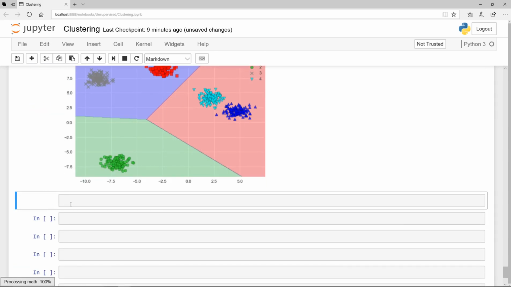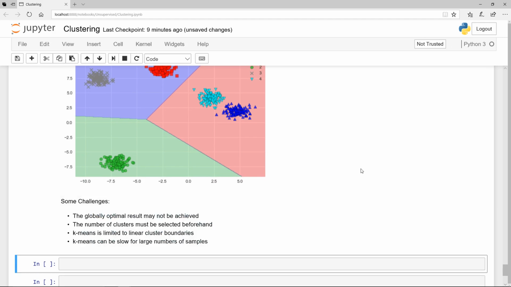Okay, so the next thing now is to discuss a little bit about some challenges that you might find with the k-means clustering method. One is that you might not achieve the global minima. And the second one is that the number of clusters must be selected beforehand. So that's why we had to specify it. In the next lesson, I'm going to go into choosing how many clusters via the elbow method. The third point here is that k-means is limited to linear cluster boundaries.